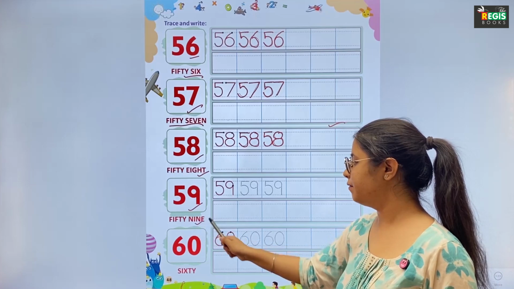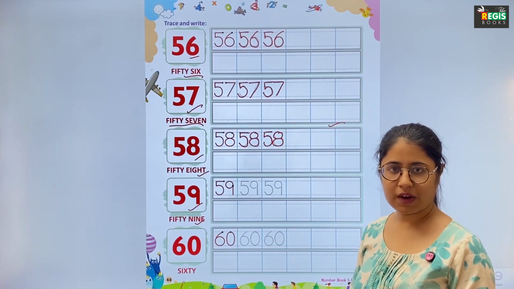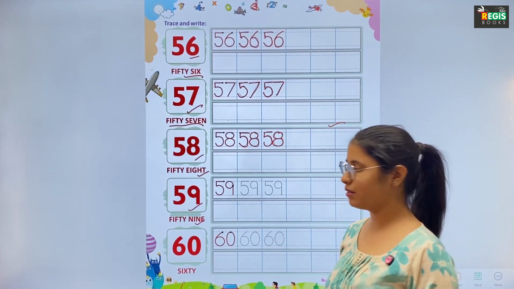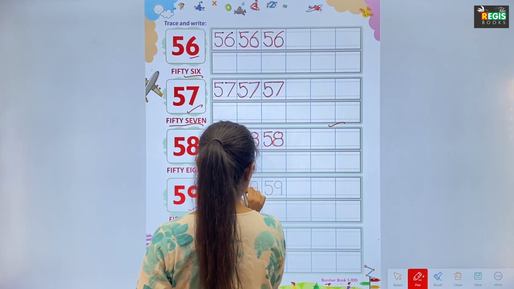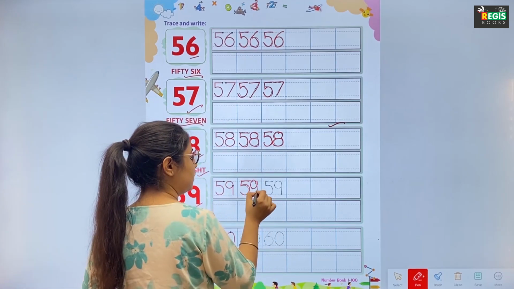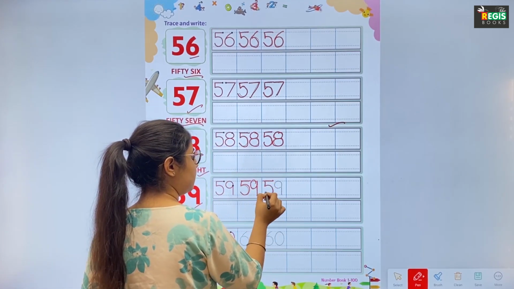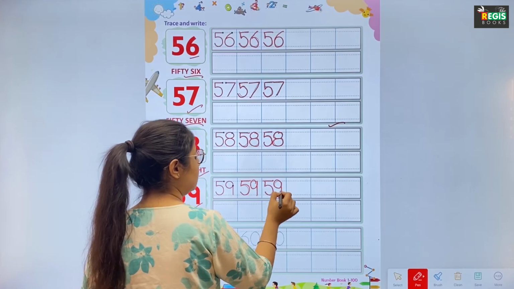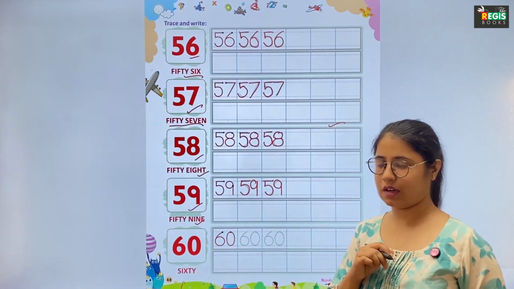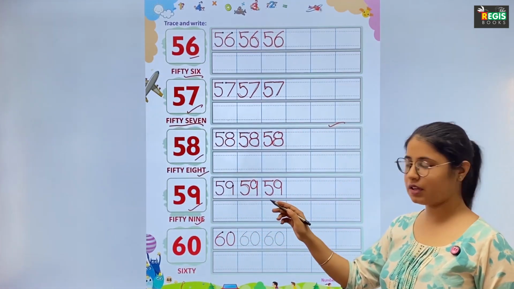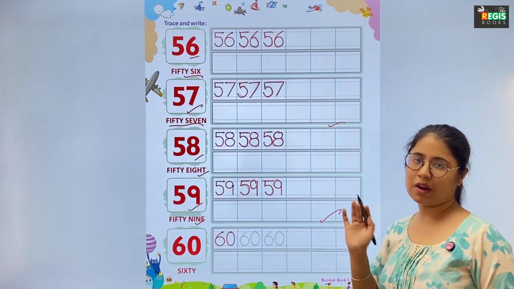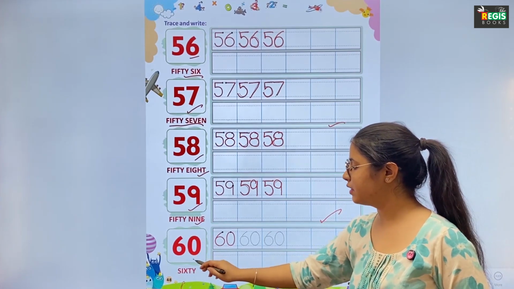5, 9, 59. 5 and 9 together. 5, 9. 59. And write the number 59 in the rest of the boxes to practice it.